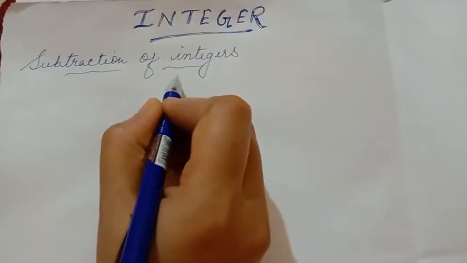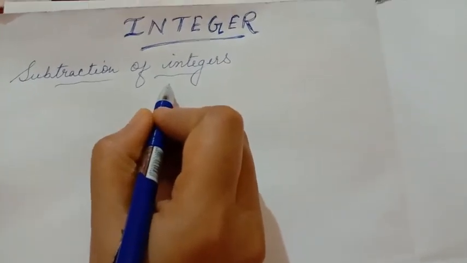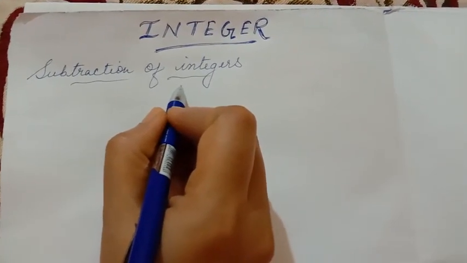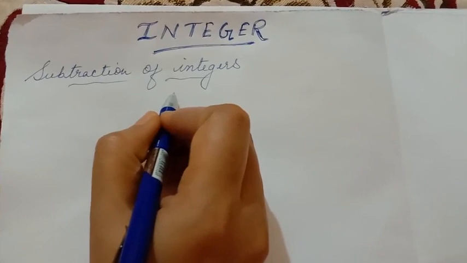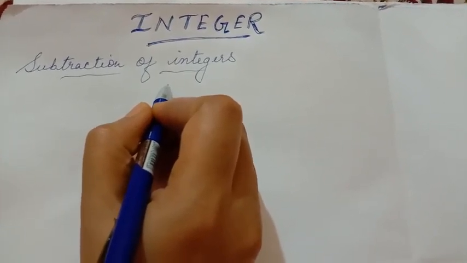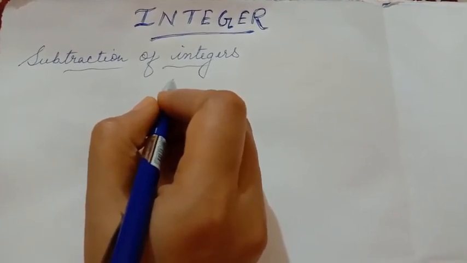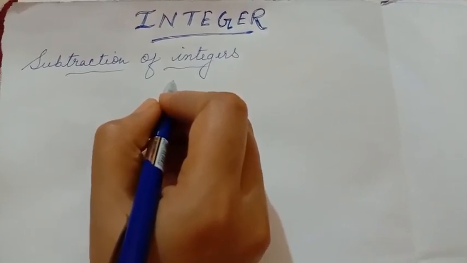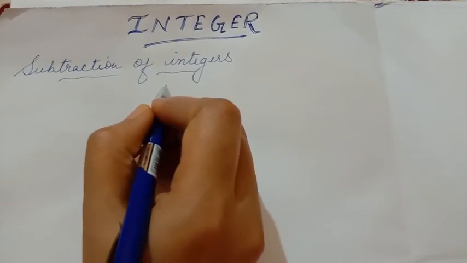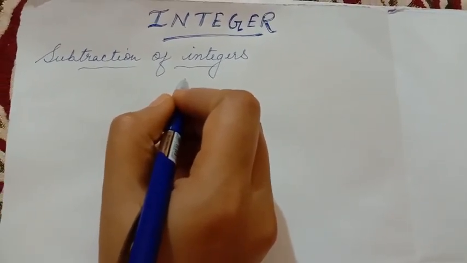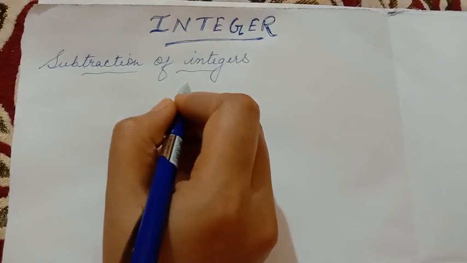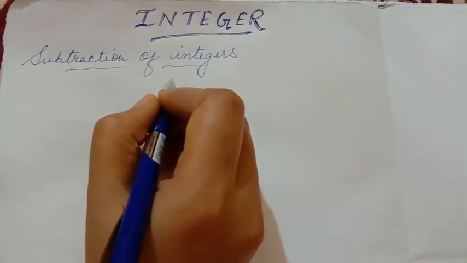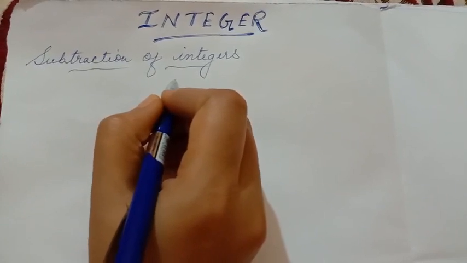Hello students. In our last session, we had talked about the addition methods of integers. Today, we are going to discuss the subtraction method. You know that subtraction is opposite of addition. So in addition, we add or combine two numbers, whereas in subtraction, we take away one number from another.